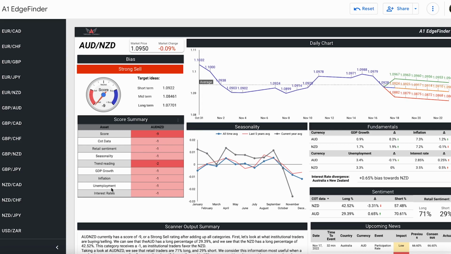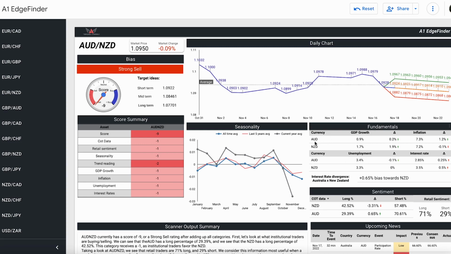Lastly, our GDP growth, inflation, unemployment, and interest rates all have scores of -1, and we can take a look at these fundamentals over here. Of course, we're comparing the Australian dollar to the New Zealand dollar. Are we buying or selling the Australian dollar based on the New Zealand dollar? Which economy and currency is performing better? And it looks like with all of these scores of -1 that the New Zealand currency and economy is just performing better than Australia's in each of these 4 metrics that we cover.